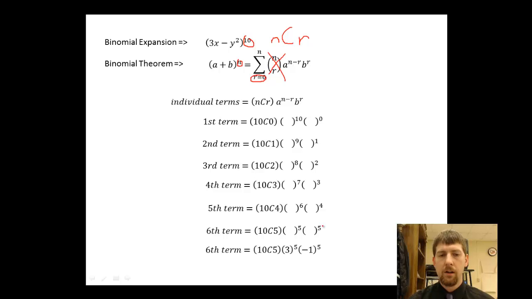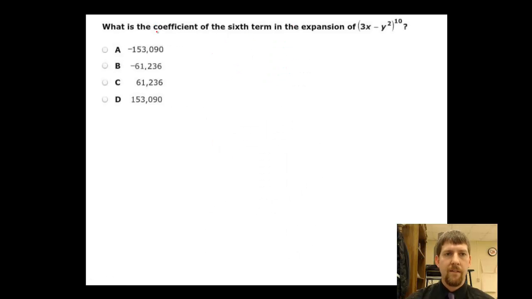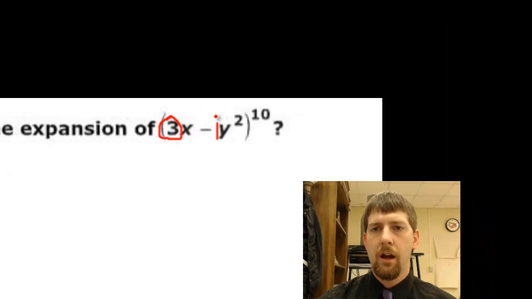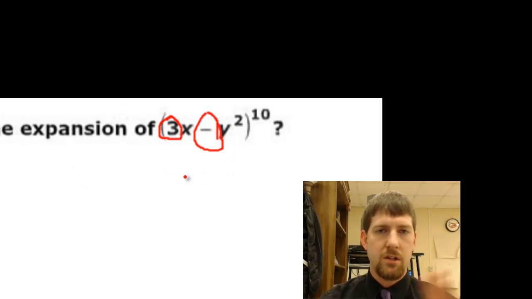The r is 5. Now, they asked me just to find, if you'll go back to our question, they said find the coefficient of the sixth term. Coefficient is going to be the 3 and the negative 1. So it doesn't say find the term. If it said find the sixth term, we plug the x's and y squareds in and everything's good. I want the 3 and the negative 1. I want the coefficients of those variables.